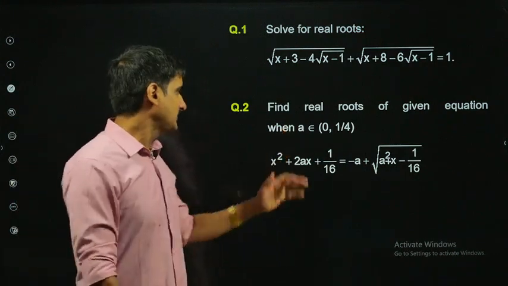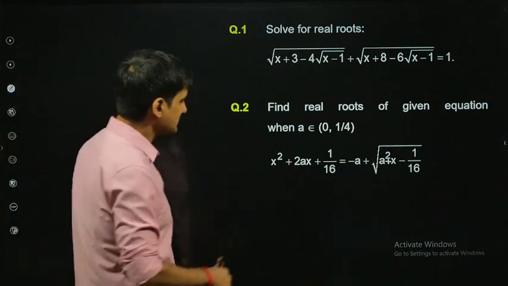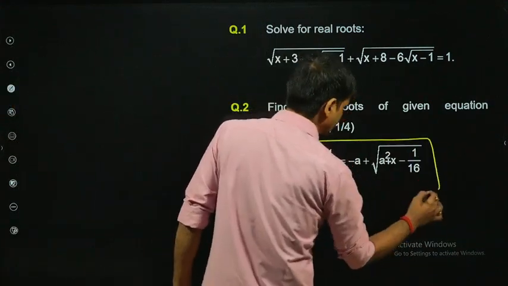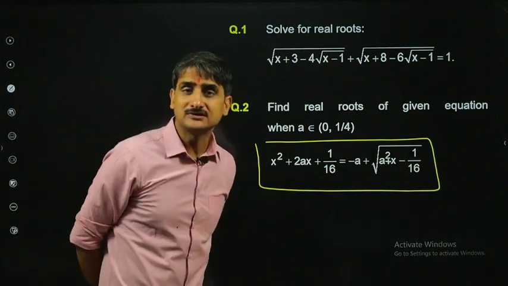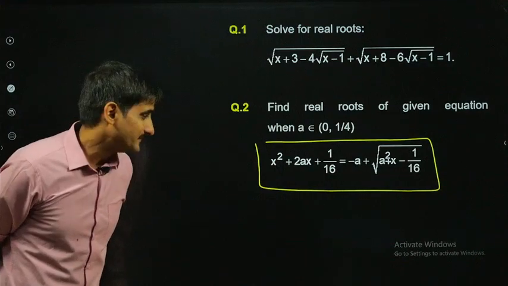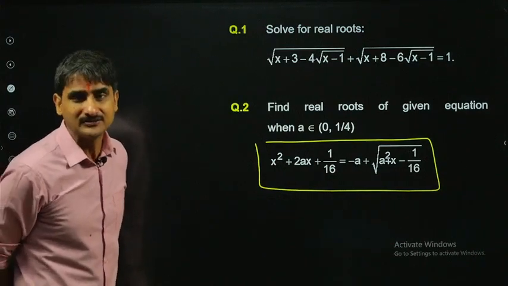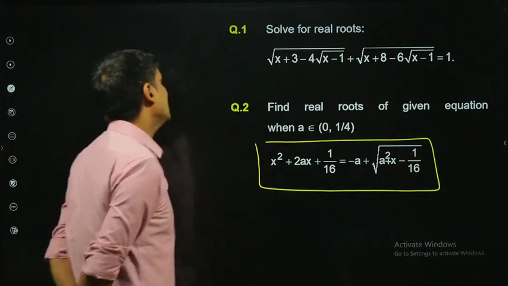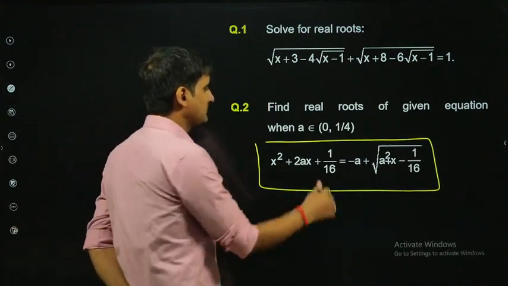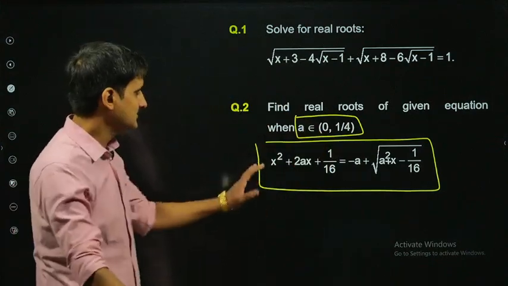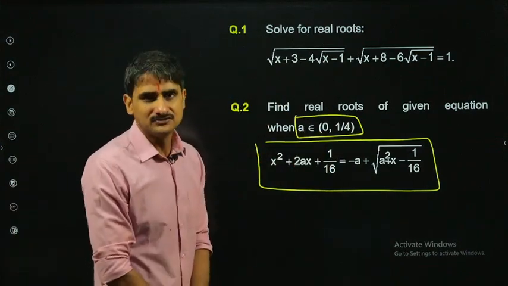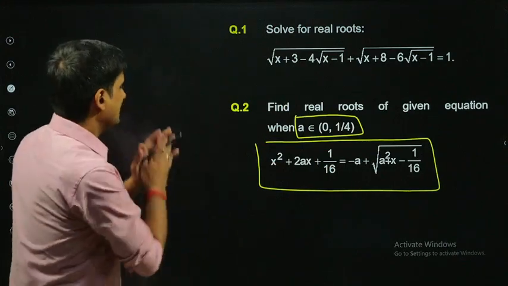Moving ahead to the next question related to theory of equations. That's again a special question, where we'll be looking at some concept of functions also. So let's start. Find real roots of the equation when a is given to be between 0 to 1/4. We have to solve this equation for a between 0 to 1/4.